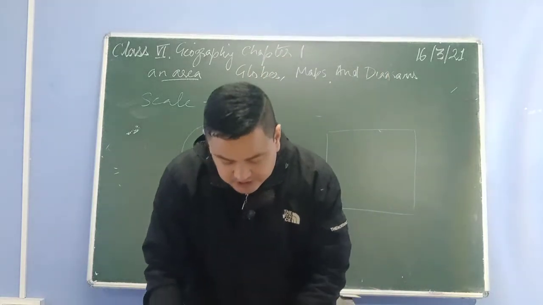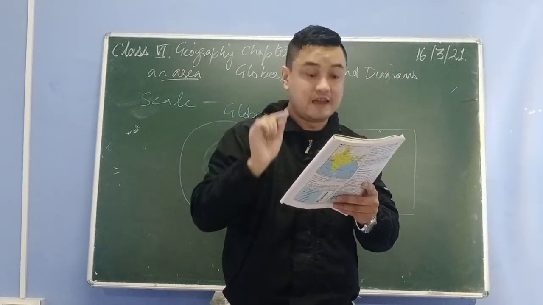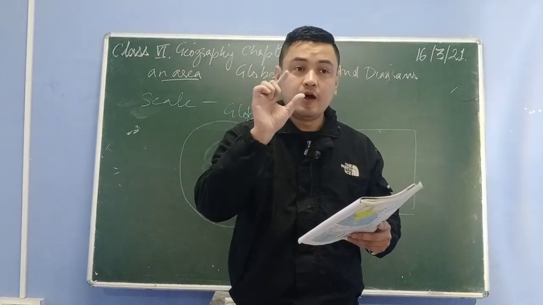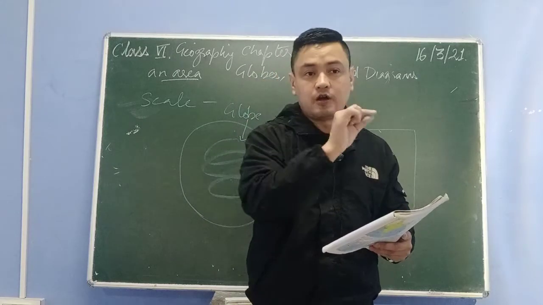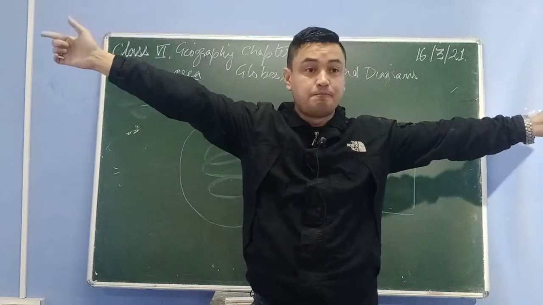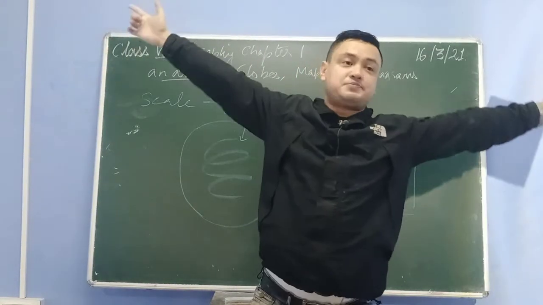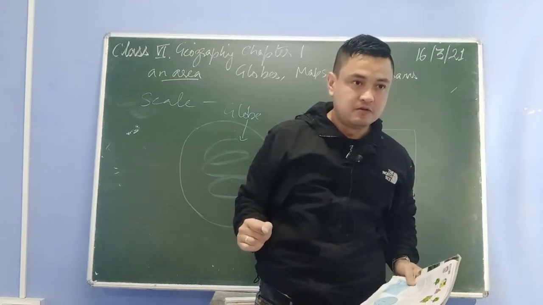So, the distances on the earth are very, very vast. The picture of the globe cannot be exactly drawn on a piece of paper. The picture of the earth, that is a very big picture, cannot be fit into a piece of paper, because we would need a large paper to fit that picture. Are you understanding?